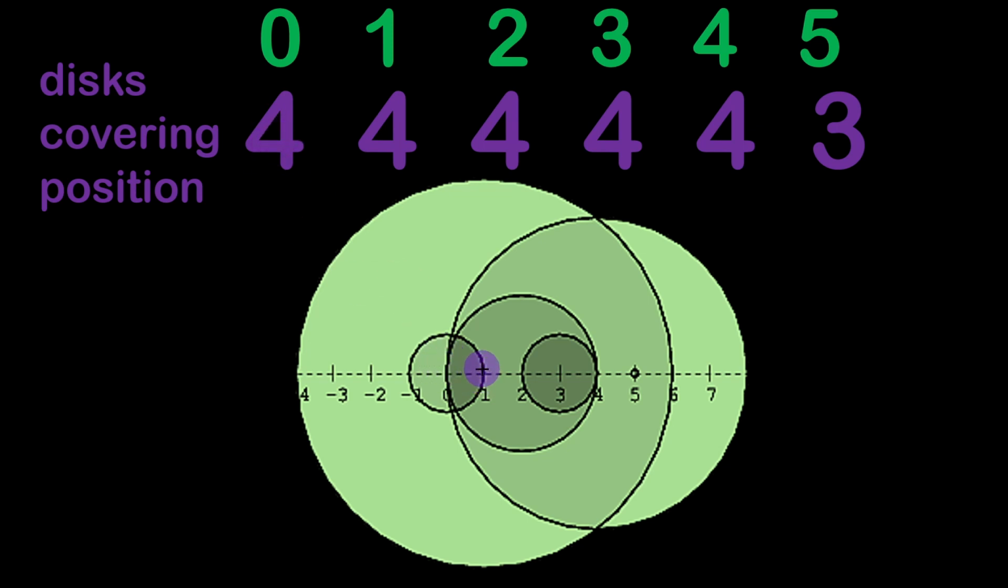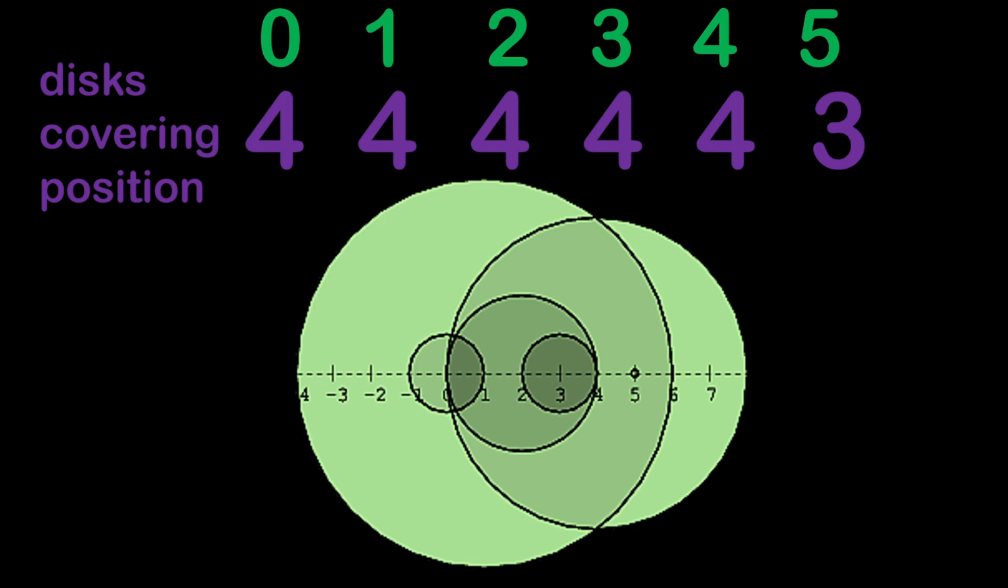Same thing for the position number 1, then the position number 2, 3, 4, and at position number 5, we have 3 disks. We have this big disk, 1 and 2, and we have this small disk with the radius equals 0, which is centered at position number 5 too. So we have 3 disks actually covering the position number 5.